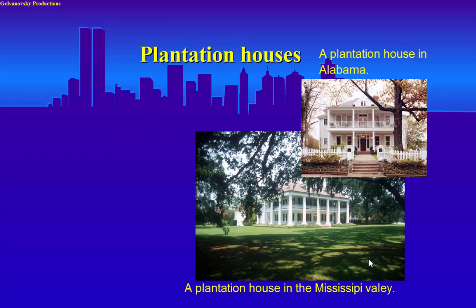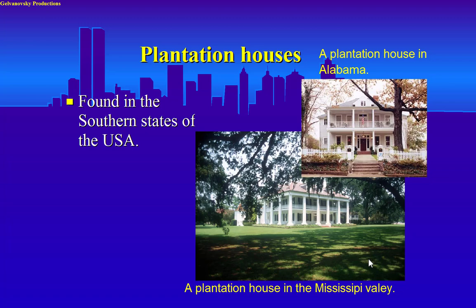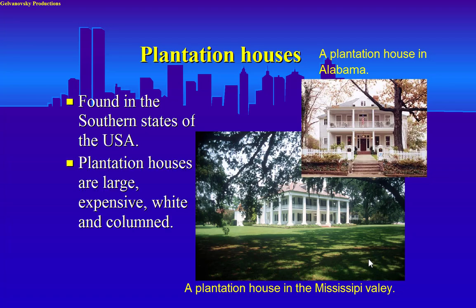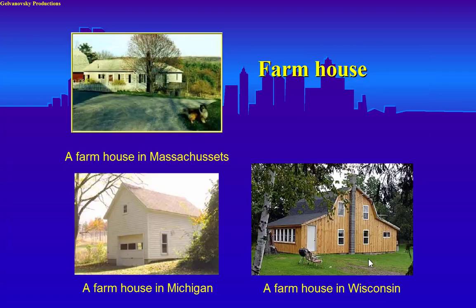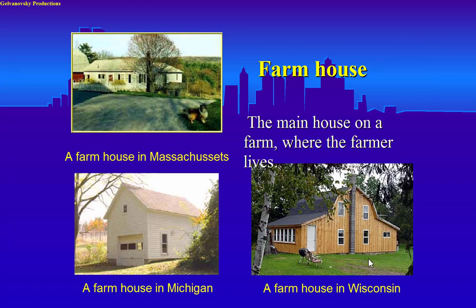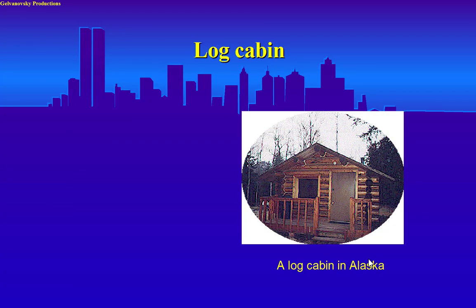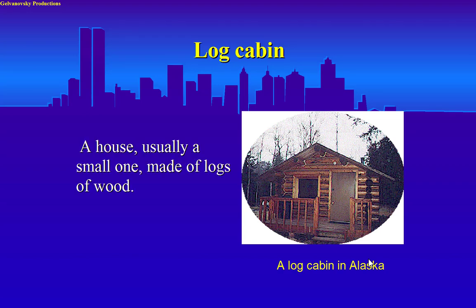Now, plantation houses. Plantation houses are found in the southern states of the USA. Plantation houses are large, expensive, white and columned. Farmhouses. The main house on a farm where the farmer lives, as simple as that. In the pictures you can see different examples of farmhouses. Log cabin. This is a house, usually a small one, made of logs or wood.